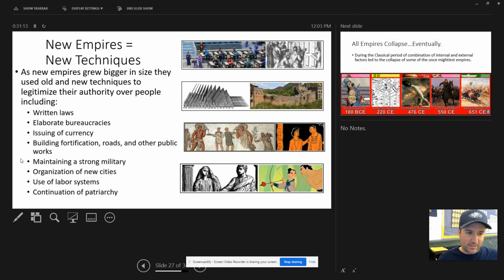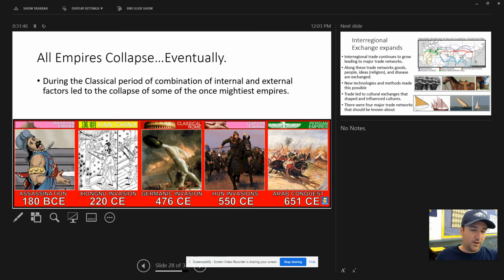They built and maintained strong militaries. They organized new cities in different ways, to improve the flow of traffic and people, and to slow down the spread of disease. Different types of labor systems were used during these time periods, from slavery to free laborers and peasants. And then you have the continuation of patriarchy that persists from earlier in history. All empires collapse eventually, and they do so for different reasons.